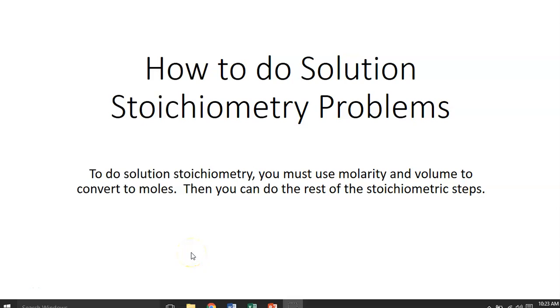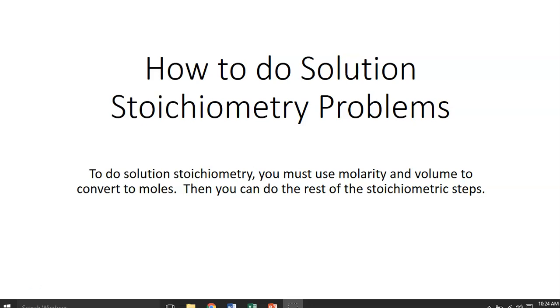So we're going to go through two different problems on how to do solution stoichiometry problems. In order to do solution stoichiometry, you need to keep in mind that we're using molarity. So molarity and volume will help us convert to moles. Once we get into moles, then we just go back into our regular stoichiometric ideas.